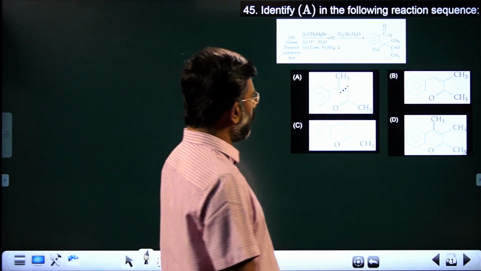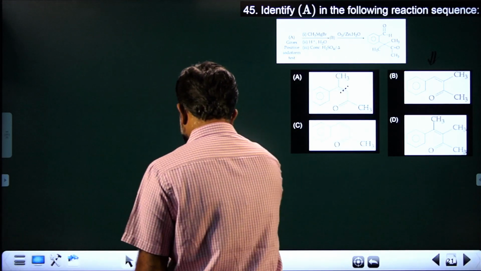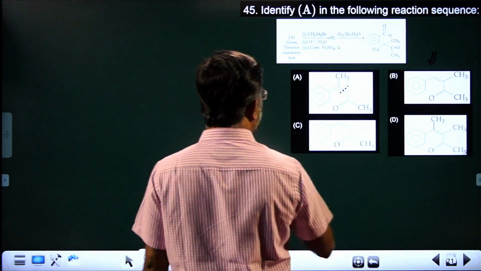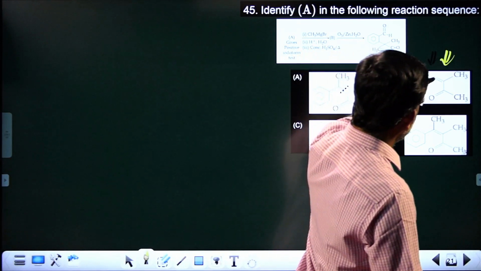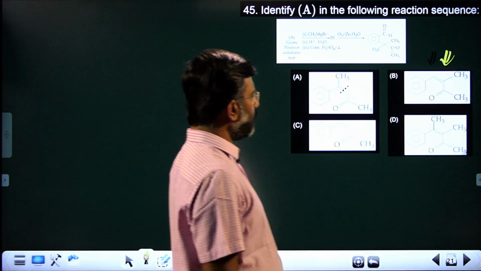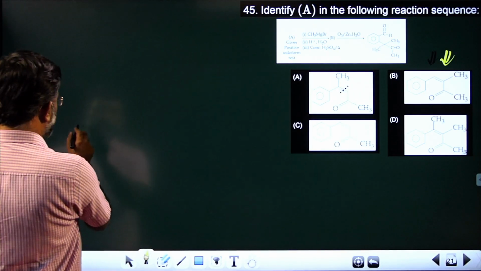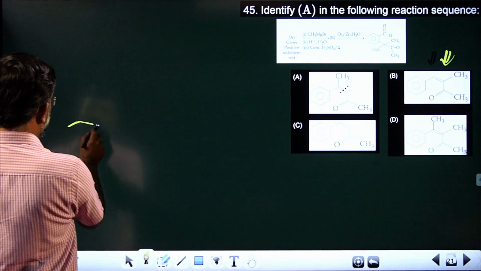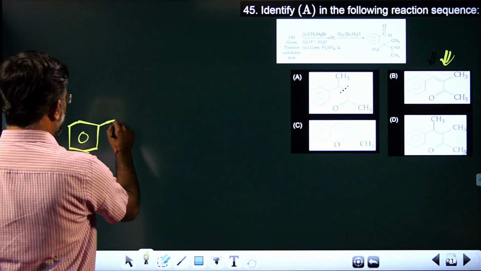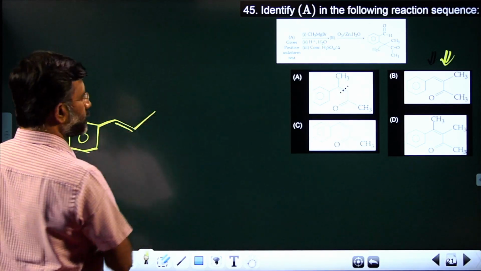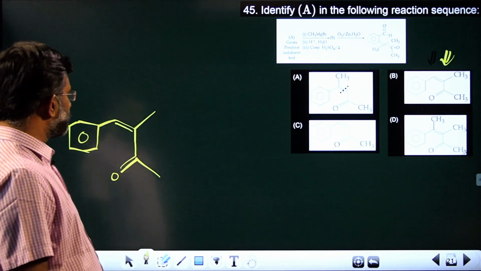Let us examine option B to confirm our answer, because there I find no branching here. Anyway, let us take it and see. What is given in option B is a benzene ring, and there is a CH3 group here and a keto group here, like this.